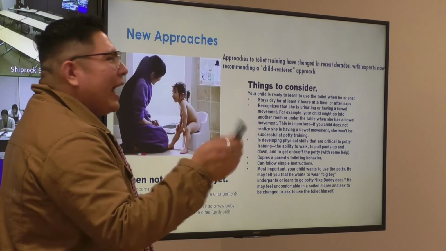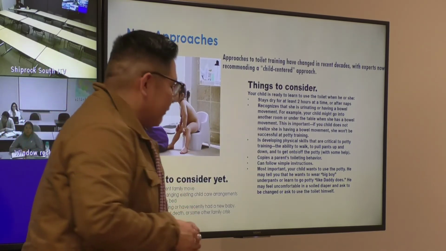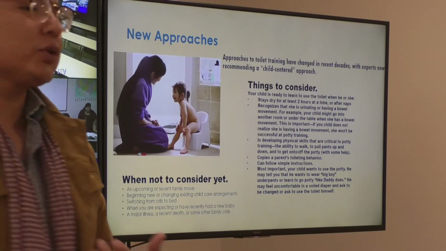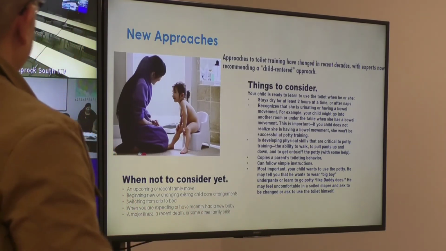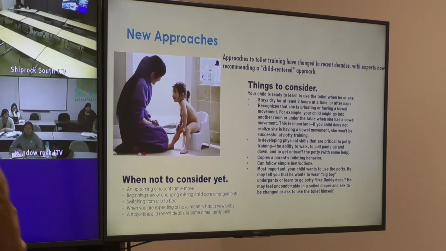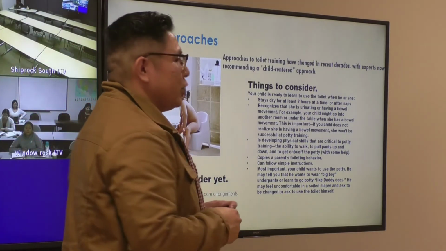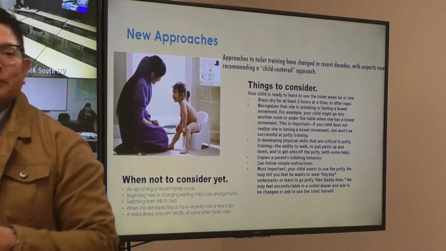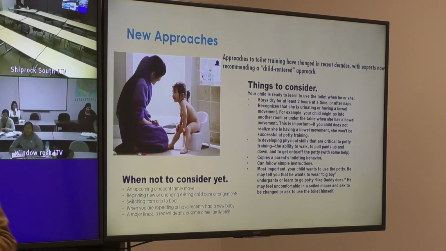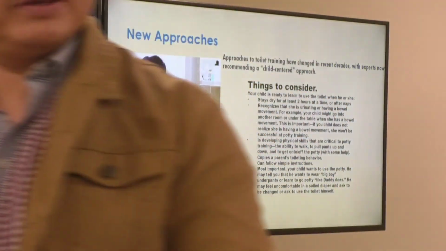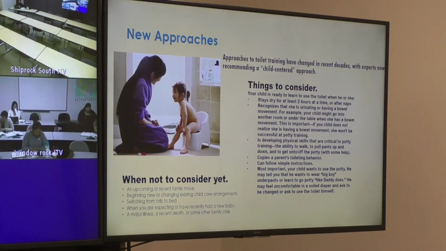So now, when not to consider is when an upcoming event is happening, or there's a recent change, or there's some level of stress happening overall. So switching from crib to bed. When you are expecting or have recently had a new baby, not a good time. Because there's all these different life factors happening for the child. They're thinking, what is going on? What is happening? Oh my gosh, I'm no longer the center of attention. Now that little thing is.